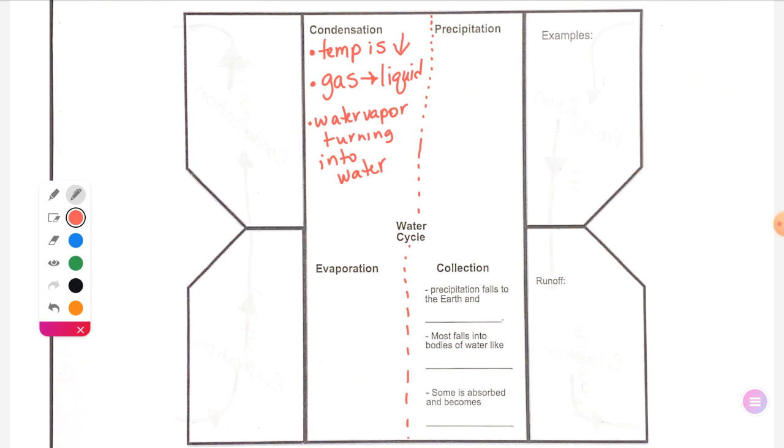Are we having a chapter test on this one? We haven't decided yet. It depends how far we get.